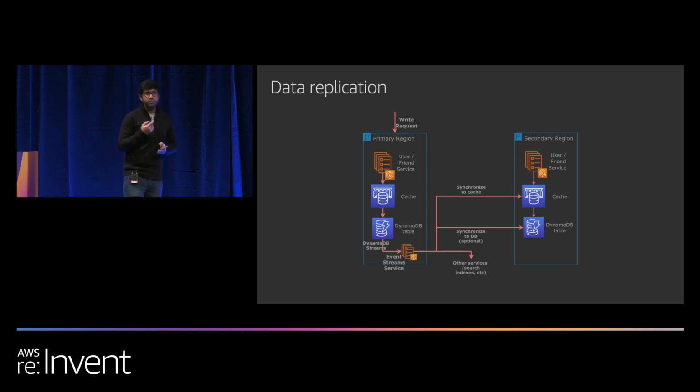Now note that DynamoDB global tables could give you a similar replication to a DynamoDB table in a secondary region, but we don't use it for a few different reasons. One is we don't have the flexibility to replicate to a cache only, which we wanted in our use case. We also wouldn't have the flexibility to replicate to other clouds, which is in line with our multi-cloud strategy. And finally, we wouldn't have the ability to replicate to the near real-time use cases like search indexes. So for these reasons, we built our own custom solution instead of using DynamoDB global tables.